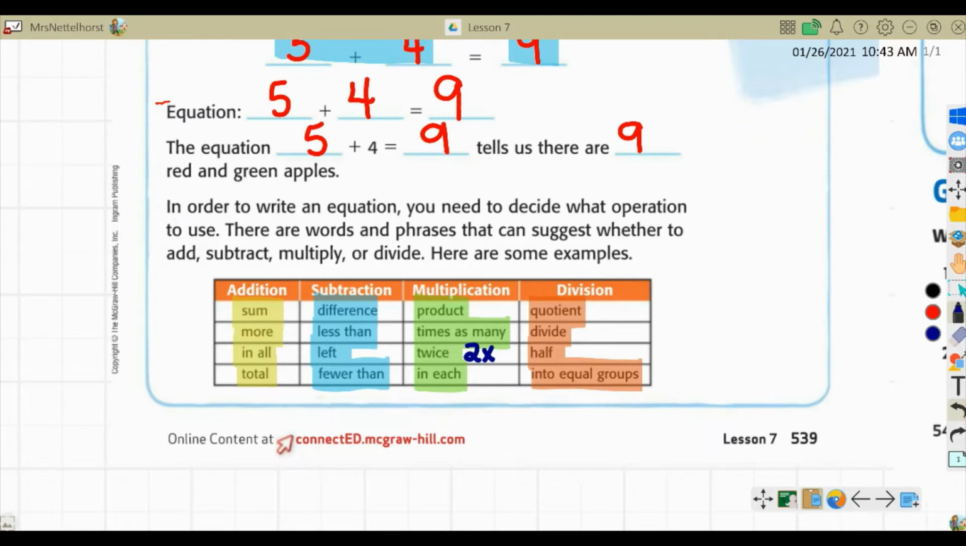So just like twice is 2 times, half is the same as divided by 2. Okay, you know that when you eat half a sandwich, your adult has cut your sandwich into 2 pieces. They've divided it by 2. All right, let's go on to the next page.